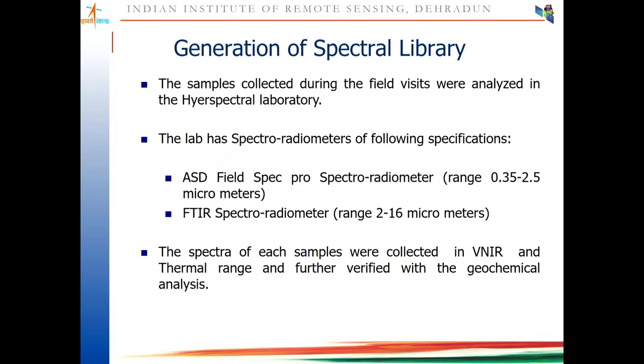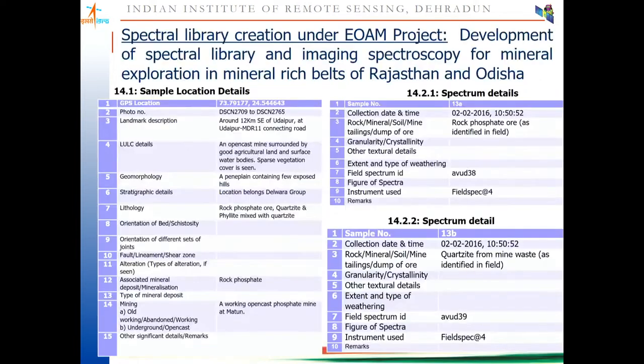So the spectra of all the samples which are collected in the field: either the spectra was collected in the field, or the field samples were brought into the laboratory and the spectra were collected there, and for some places it was done in the field and in the lab also. So we have lab spectra, we have field spectra, as well as the spectra from the standard library, that is USGS.